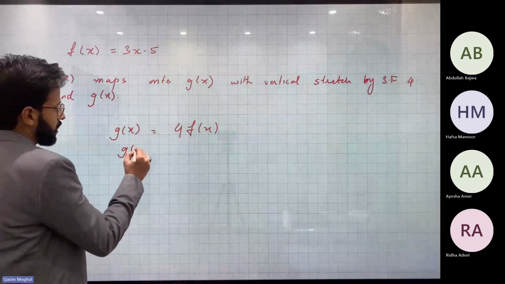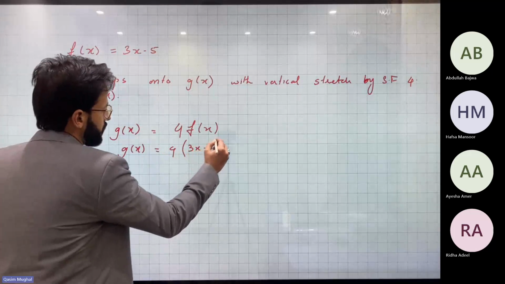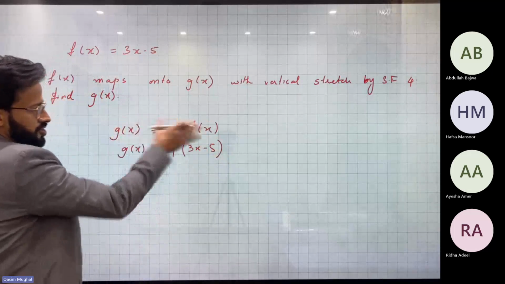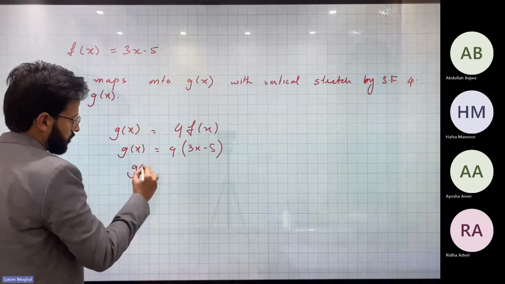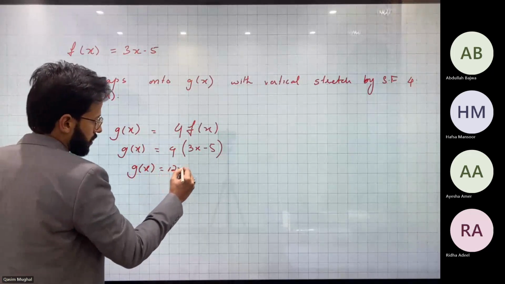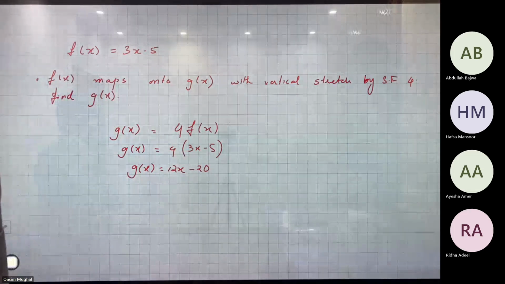Now what will g of x be? g of x will be 4 times 3x minus 5. That was the notation up here. Here I've started writing the proper function. So g of x equals 12x minus 20. Okay.